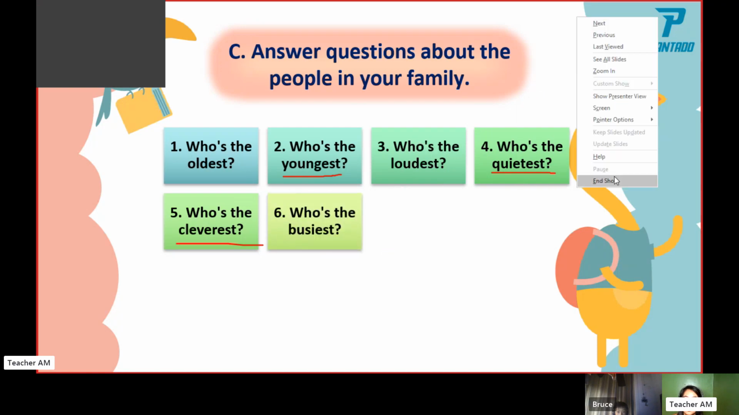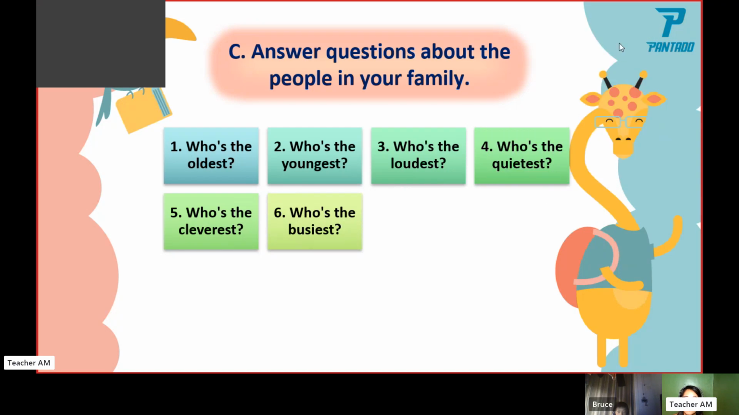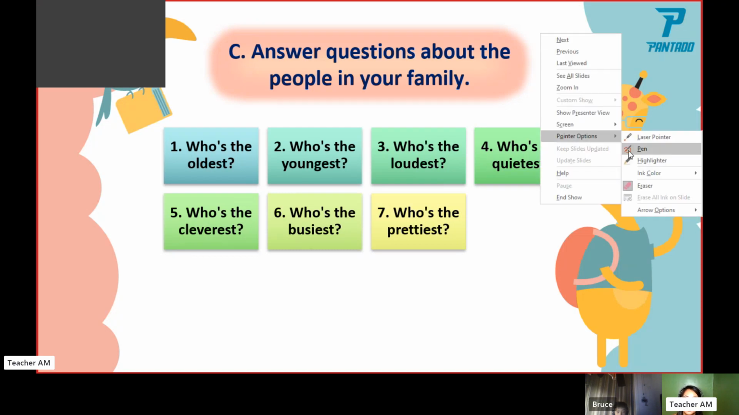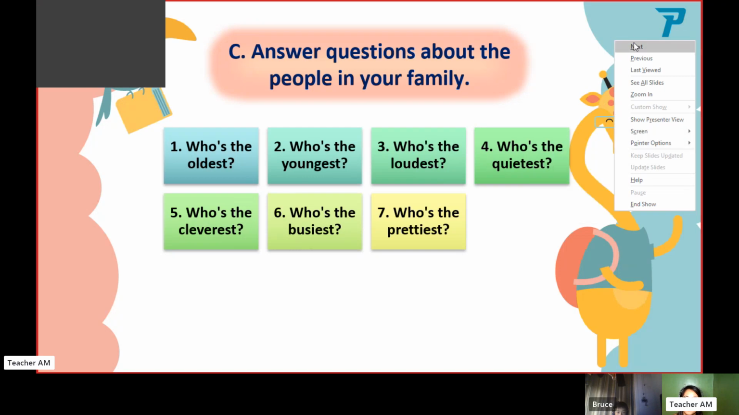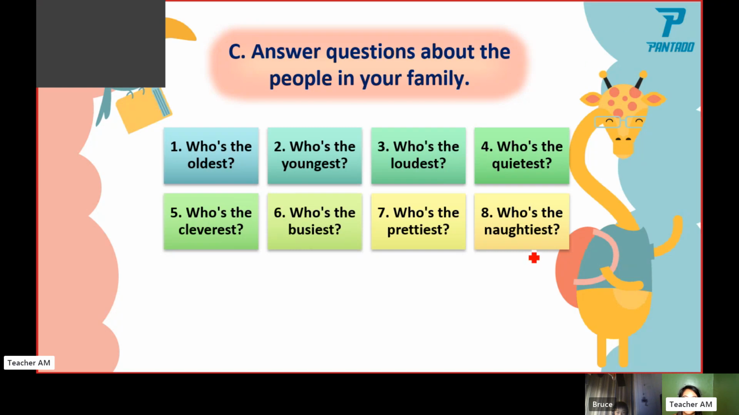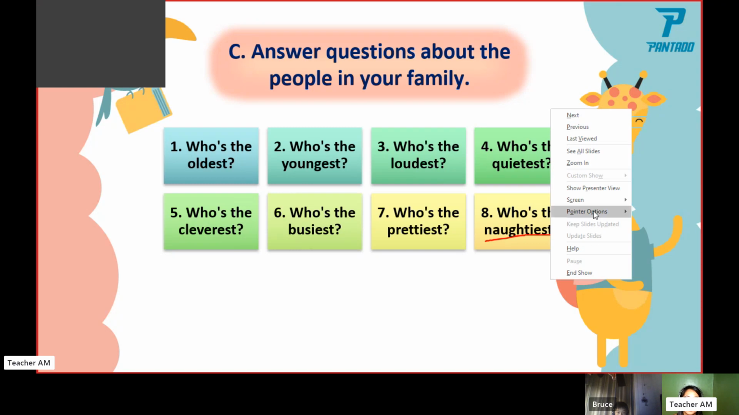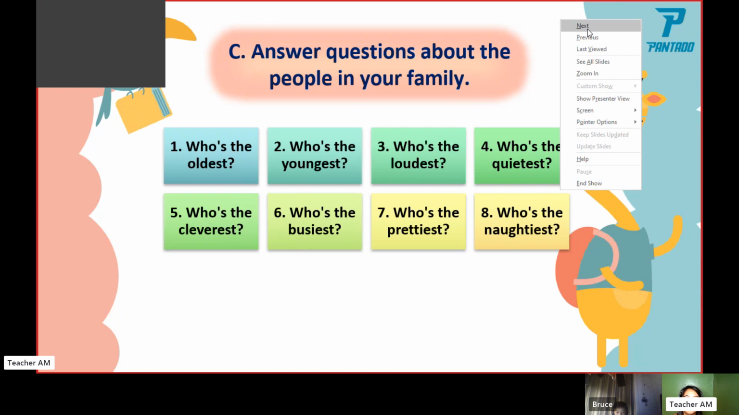Who is the busiest? My mother. Very good. Who is the prettiest? What is prettiest, teacher? That means beautiful, the most beautiful in your family. My mother. Very good. Who is the naughtiest? When you say naughtiest, it means behaving badly. Who is not obeying your mom or behaving badly in the family? My grandfather. Oh, really?